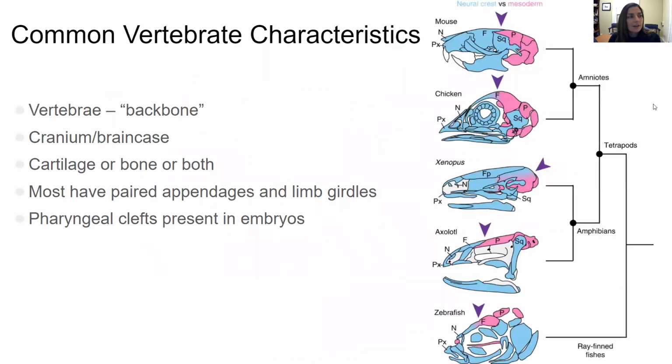The common characteristics of vertebrates: they have vertebrae, or a backbone. They have a cranium or brain case, a skull. They have either cartilage, bone, or both, paired appendages or limb girdles, and pharyngeal clefts as embryos. So all of these are vertebrates and they all share those common characteristics, but you see variation, right? And it's in that variation that we're able to classify into different taxonomic groups within the vertebrates.